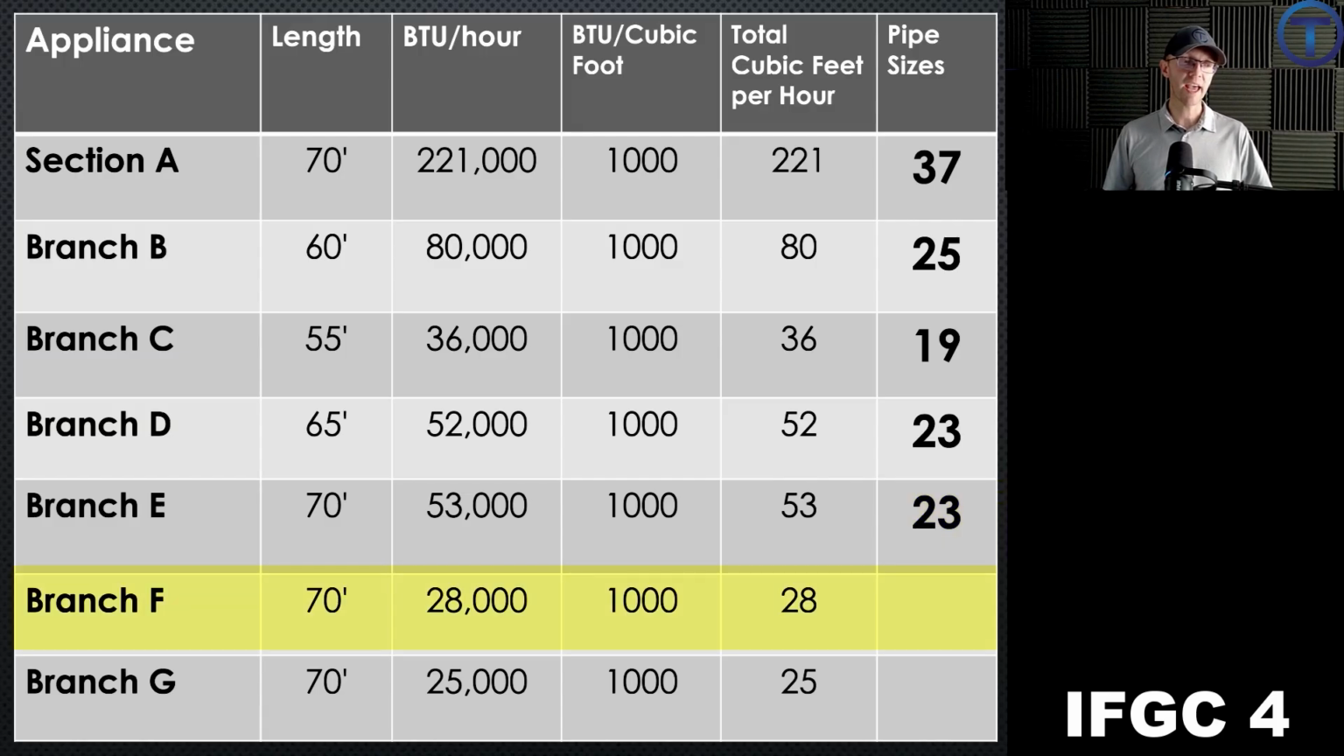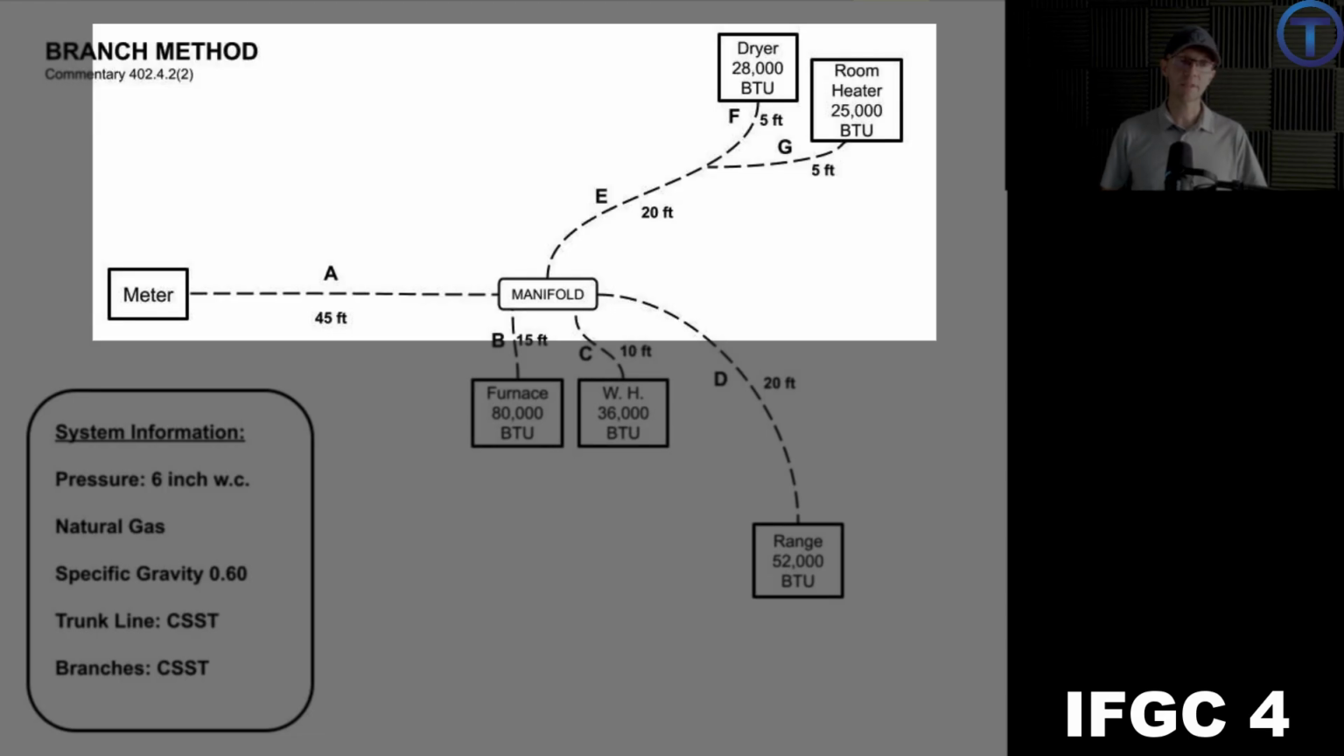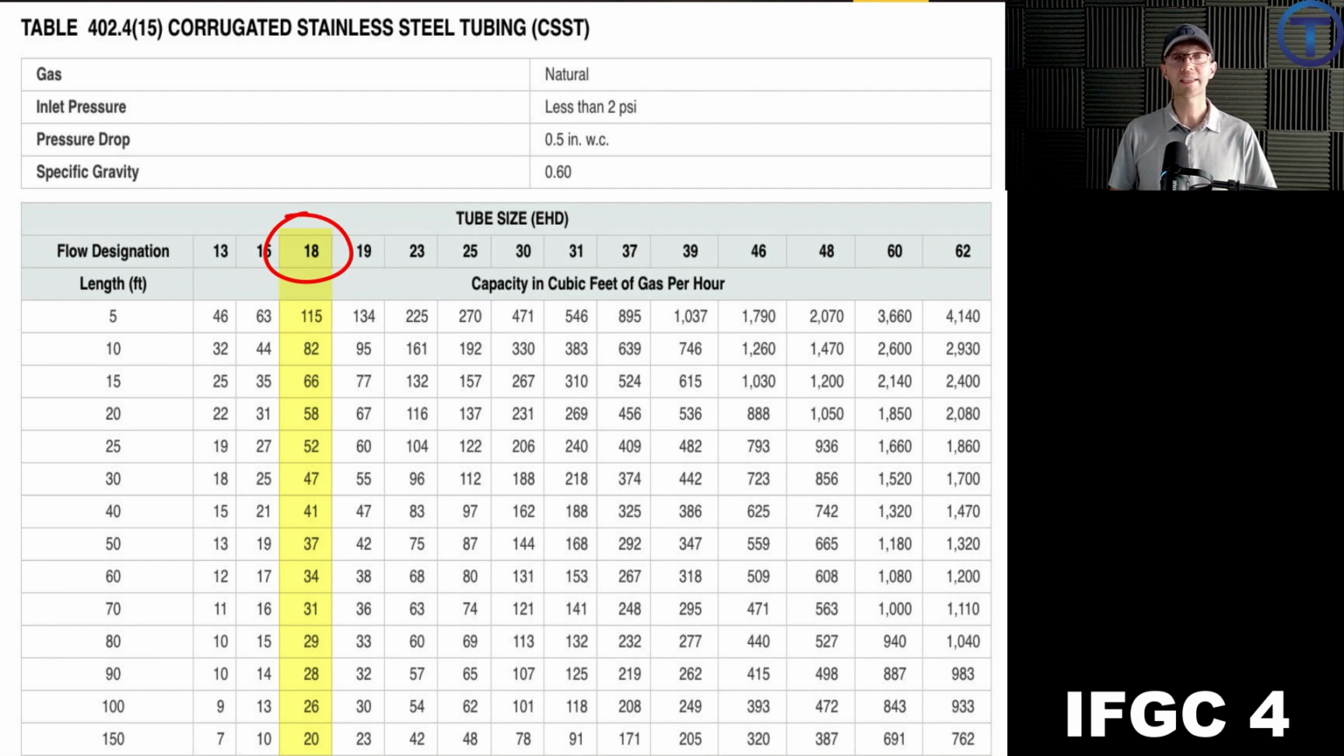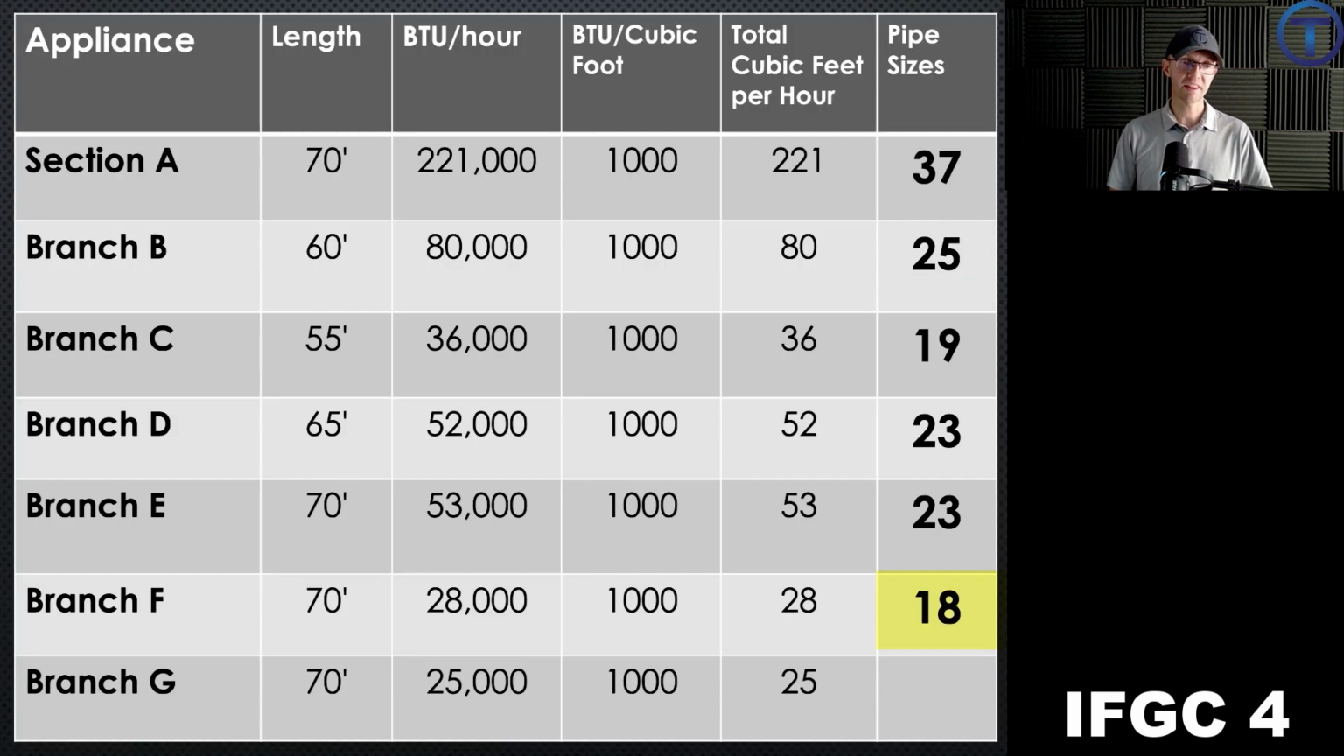Let's go to branch F. We have that same 70 feet and 28 cubic feet per hour. F is heading up to the dryer. So we have 70 feet. We'll come down to line 70. We have 28 cubic feet per hour. That's more than 16. It's less than 31, so we can go up to the top and find a tubing size of 18. We'll put that on our table.